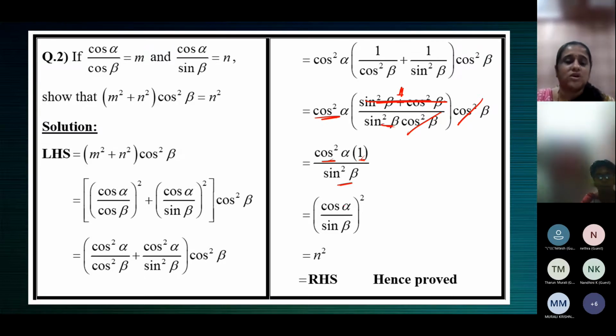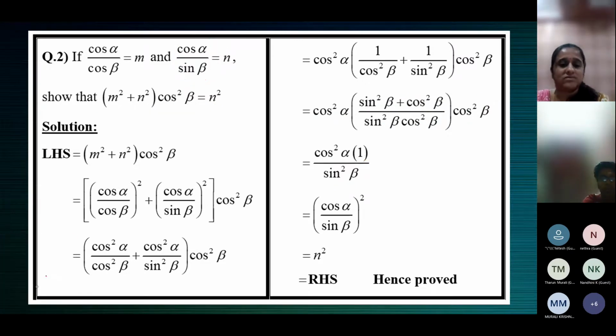Next what, children? We need to get n square. And what is n? Cos alpha by sin beta. So when you work the left hand side, you must get cos alpha by sin beta the whole square. That is equal to n square.